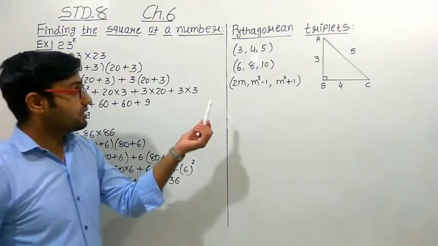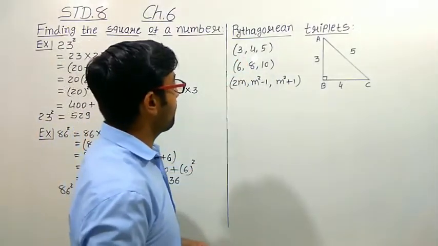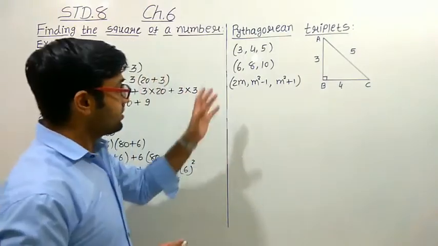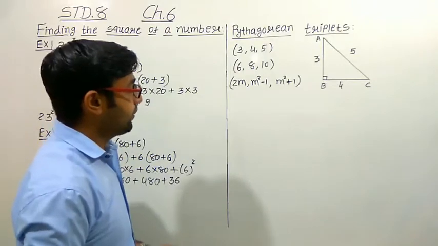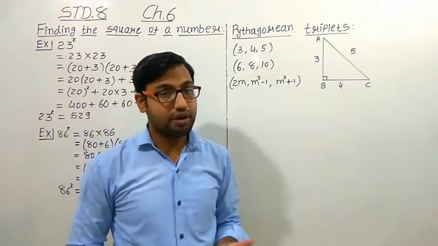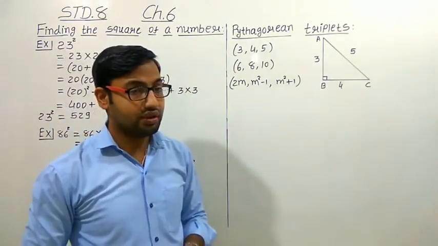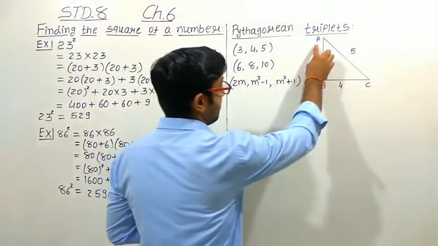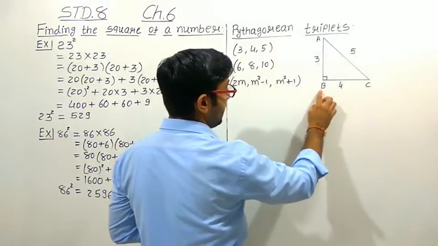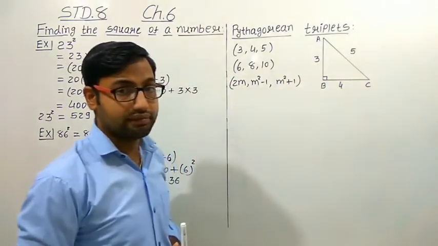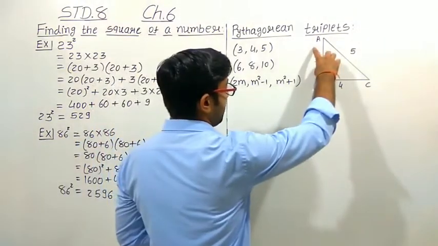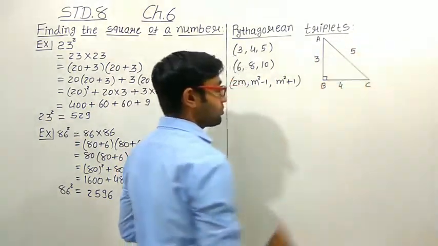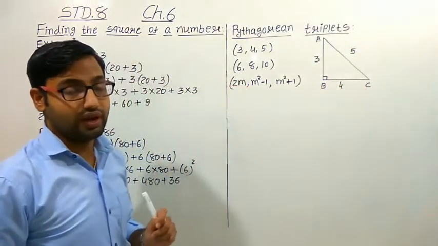Okay. Now let us study one more topic, that is Pythagorean triplet. First of all, let us understand what is a Pythagorean triplet. If you remember, we use the Pythagoras theorem in the right angle triangle. Suppose there is a right angle triangle ABC in which angle B is 90 degrees, right? So according to the Pythagoras rule, AB square plus BC square is equal to AC square.